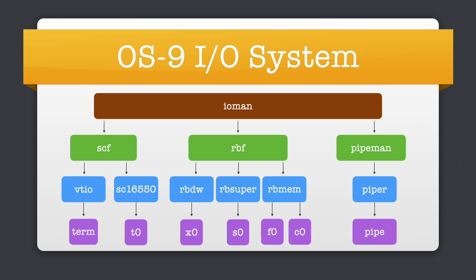down the I/O stack. Below IOMan are file managers in green. SCF is the sequential character file manager and is responsible for character-based input and output. Sequential devices like video terminals and serial ports are under the SCF file manager. RBF is the random block file manager and defines data structures in the file system for block-based devices such as SD cards, RAM, and flash disks. And Pipeman is the pipe file manager responsible for managing pipes between processes.